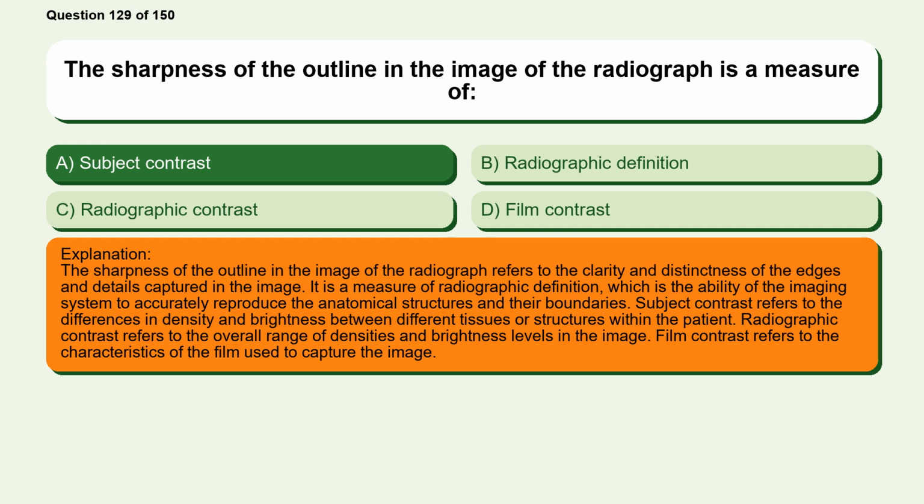The sharpness of the outline in the image of the radiograph refers to the clarity and distinctness of the edges and details captured in the image. It is a measure of radiographic definition, which is the ability of the imaging system to accurately reproduce the anatomical structures and their boundaries. Subject contrast refers to the differences in density and brightness between different tissues or structures within the patient. Radiographic contrast refers to the overall range of densities and brightness levels in the image. Film contrast refers to the characteristics of the film used to capture the image.